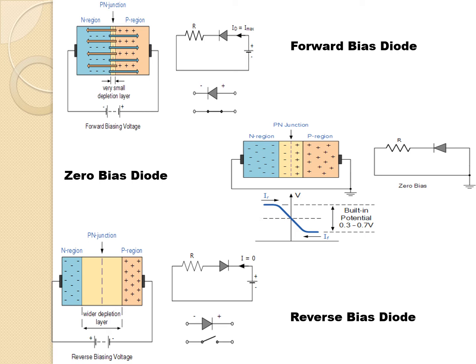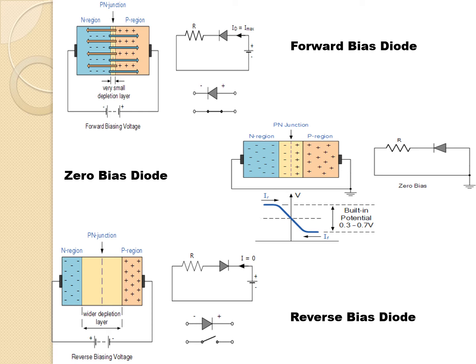So in the forward bias condition, we have seen that the P region of the semiconductor diode is connected to the positive of the battery, whereas the N region is connected to the negative of the battery, and hence the first diagram is a forward biased diode. Here, as we have seen, the negative terminal of the battery repels the electrons in the N region, and the positive terminal of the battery repels the holes in the P region. The width of the depletion region reduces.